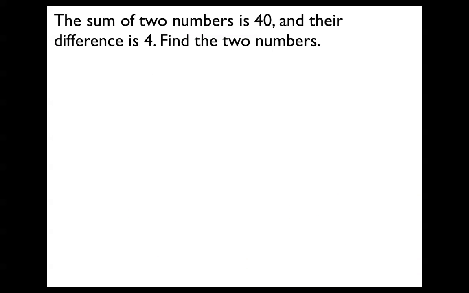So in the last video on the substitution method, we talked about this problem. There's two numbers. We don't know what the two numbers are, but the sum of the two numbers is 40, and their difference is 4. So find the two numbers. Well, if the sum of the two numbers is 40, that means they add up to 40. We'll call the two mystery numbers x and y. And whatever those two mystery numbers are, their difference is 4. That means when you subtract one from the other, you get 4.